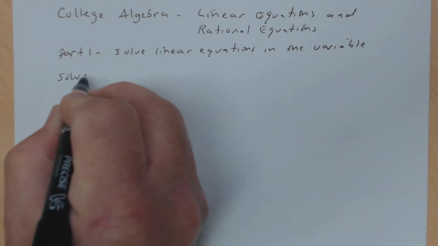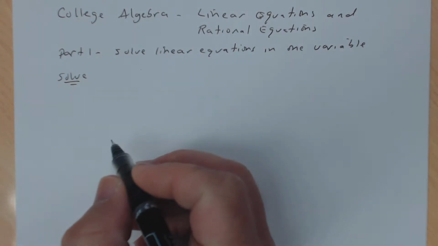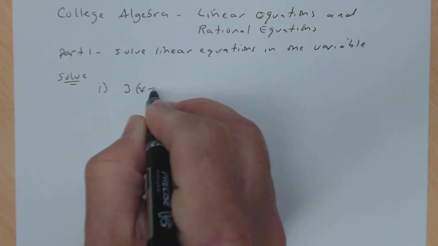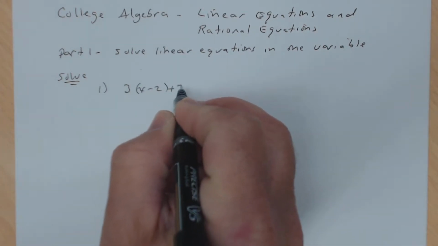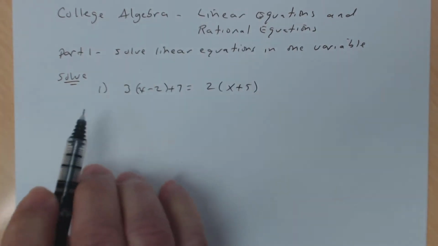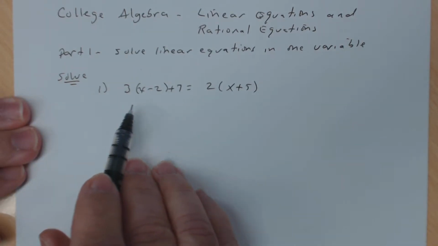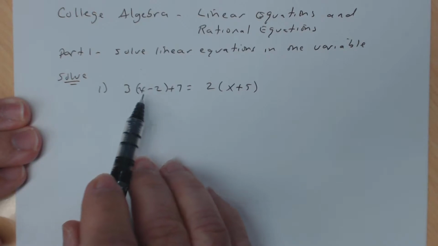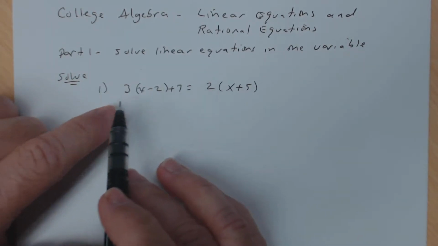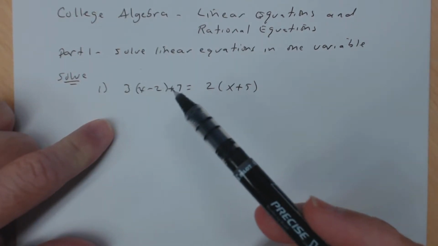So the direction is going to say solve, and let's say we're looking at this one. We have number one, 3 times x minus 2 plus 7 equals 2 times x plus 5. All right, so I want to solve this equation. Now remember, to solve an equation, in this case it's an x, I want to find the value of x, or values. In this case it'll be 1, but as we go through the course, depending on the equation, can have more than 1.